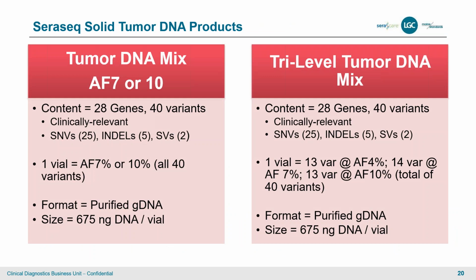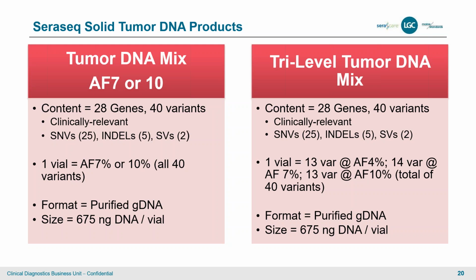Okay? Switching gears into the solid tumor, again, we have two different product types. We have a tumor DNA mix that has all of the variants. We took the time to really figure out what are the right variants. So we have 40 variants, right? Highly multiplex products. These are very clinically relevant products. They have SNVs, indels, and structural variants. And these are provided all at 7% or 40 variants at 10%, right?